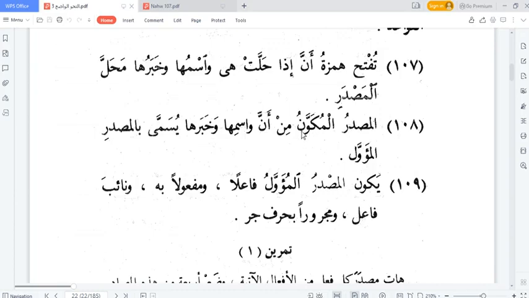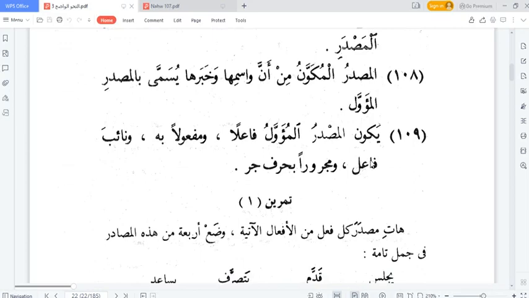So this way we are going to the formed masdar min ismi anna wasmiha wa khabariha yusamma bil masdar al muawwal. So the masdar that we get by using anna, ismu anna and khabar anna, yusamma bil masdar al muawwal. It is called masdar al muawwal, the returning verbal noun. So that's the name, the returning verbal noun.